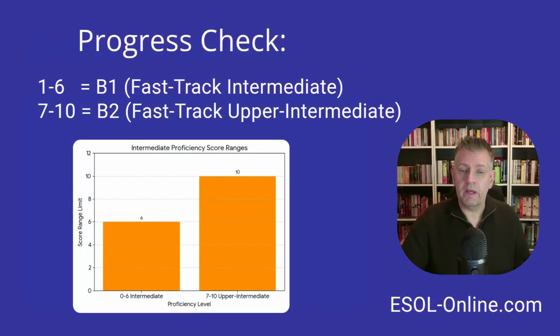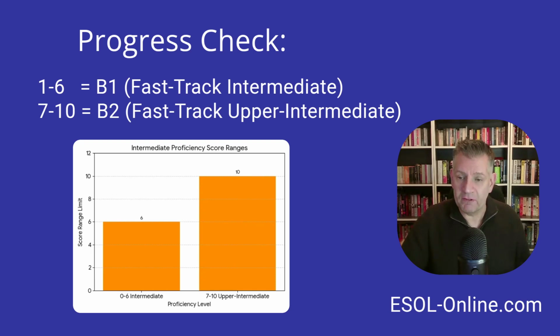Okay, how are you doing? So the progress so far. If you scored between 1 and 6 marks from these last 10 questions, then your level is B1. You are fast track intermediate. If you scored between 7 and 10 in these 10 questions, your level is B2 and you are fast track upper intermediate. If you struggled and you couldn't answer any of them, then you will be fast track elementary, A2.